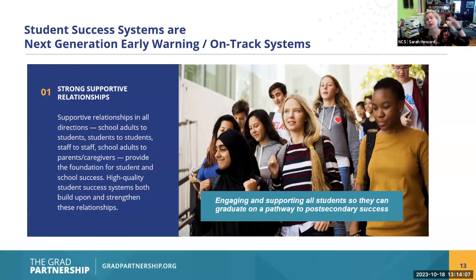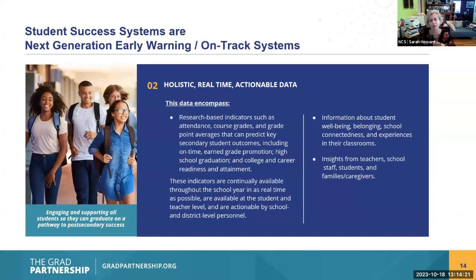So the first section has some guiding questions and look fors that help you think about the quality of relationships in your school. The second one is holistic, real-time, actionable data. And we mean two things roughly here, two types of data. One is more like performance data. Are young people coming to school? How are their grades? What about their GPAs? What about their college enrollment? What kind of performance behaviors are we seeing in young people?